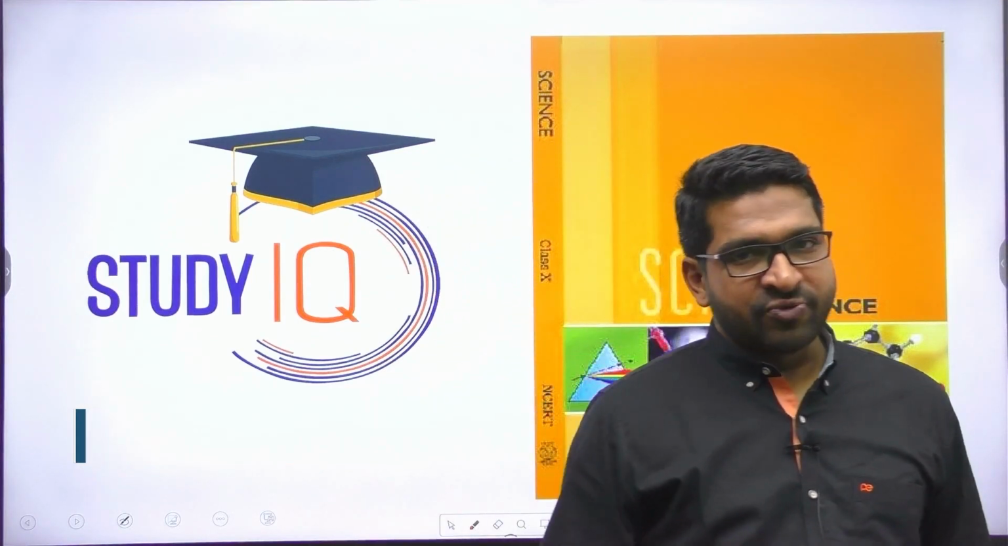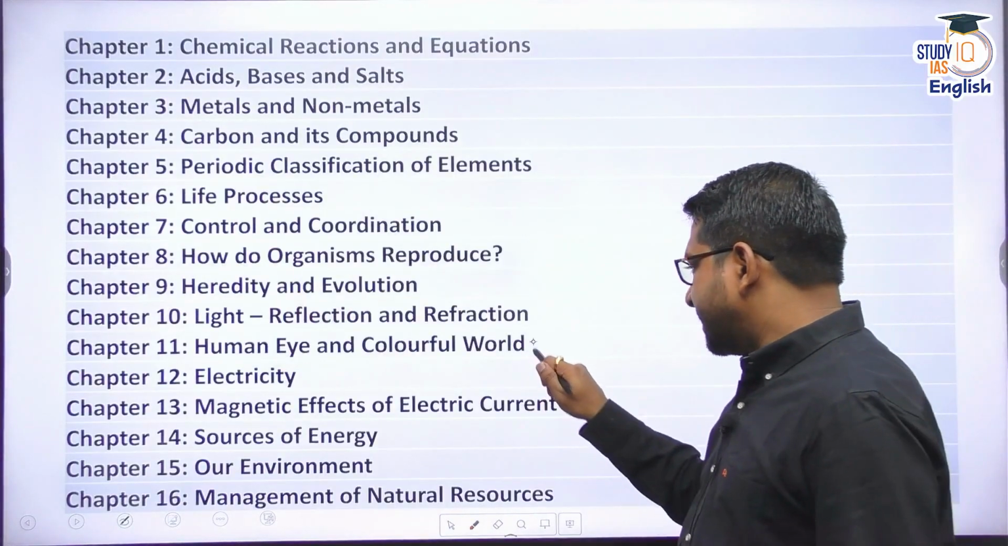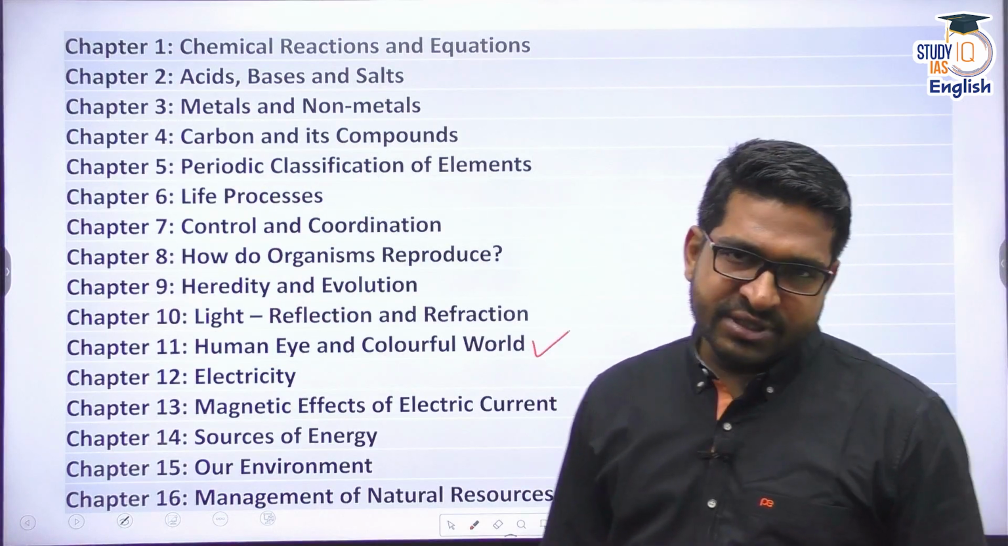Let's continue our discussion of NCERT Science series. We are discussing NCERT Science textbook for class 10, and today we are going to discuss chapter 11, that is Human Eye and Colorful World. It's a very important chapter from exam perspective.